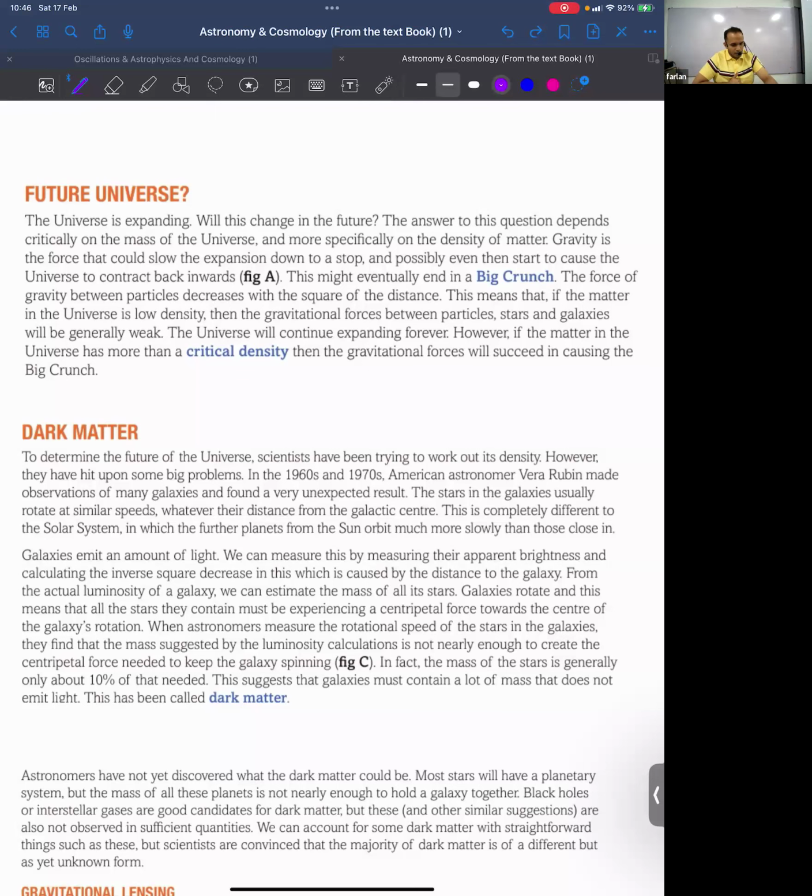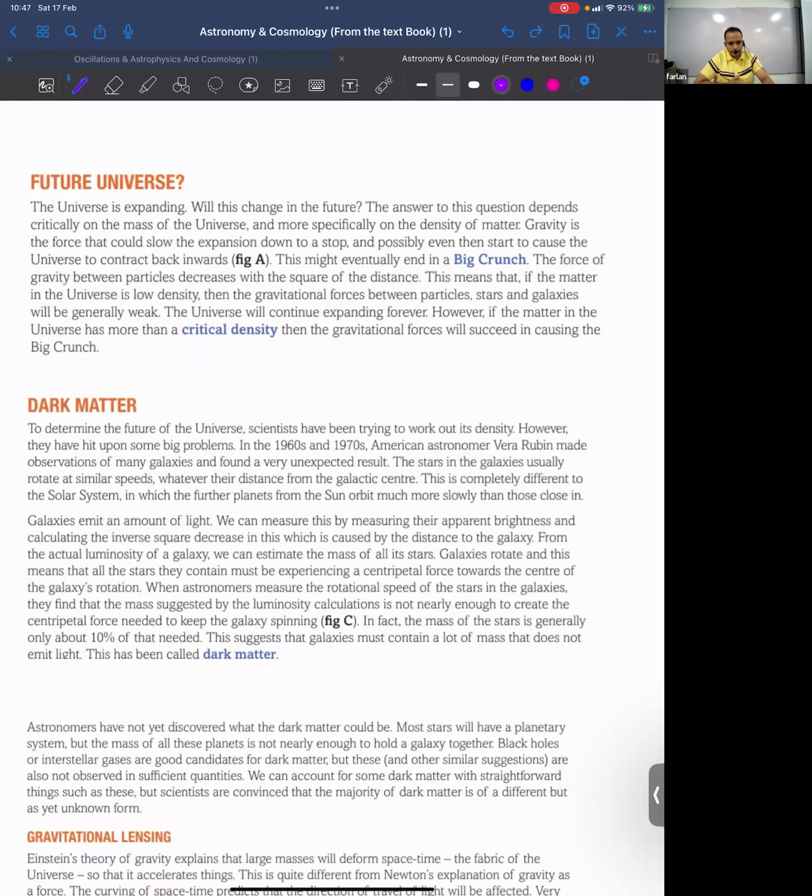The force of gravity between particles decreases with the square of the distance. This means that if the matter in the universe is low density, then the gravitational forces between particles, stars and galaxies will be generally weak, and the universe will continue expanding forever. However, if the matter in the universe has more than critical density, then the gravitational force will succeed in causing the big crunch. So, is it going to be a forever expansion or a crunch? It depends on the critical density of the universe, which is unknown at the moment, the mean density.